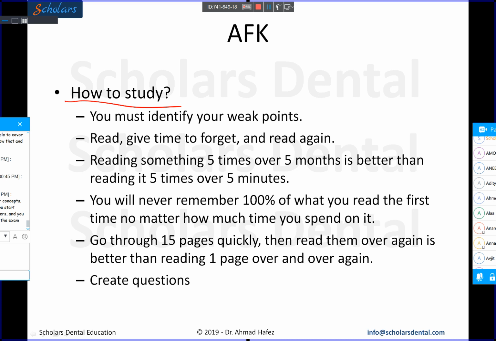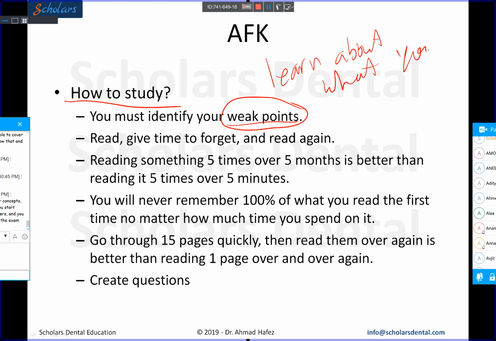First of all, you have to identify your weak points. That's a common thing. What I mean by that is you have to learn what you're forgetting. You may be forgetting certain things. You have to ask, what is it that I'm forgetting? And those things that you keep forgetting, you learn what they are and you start focusing on them, so you keep memorizing them. So you have to learn what you know and what you don't know, and what you're remembering and what you're not remembering.